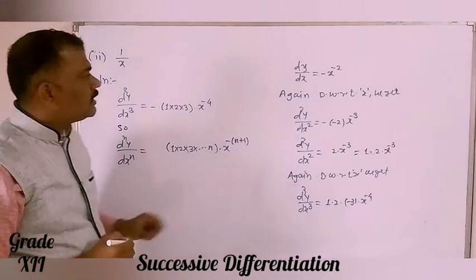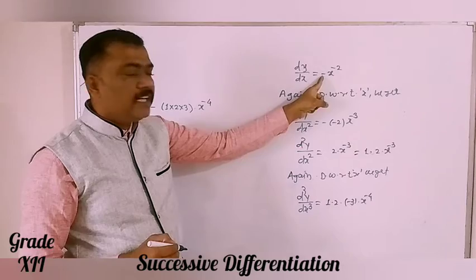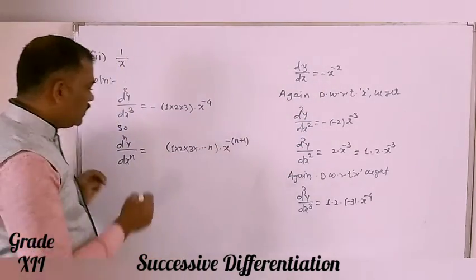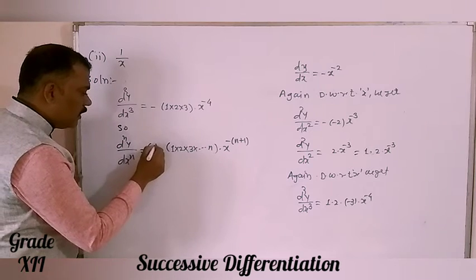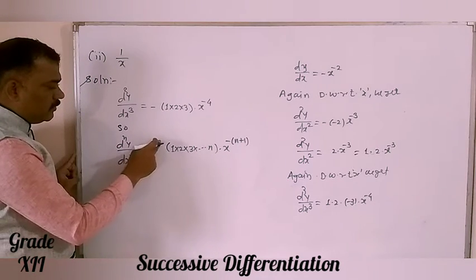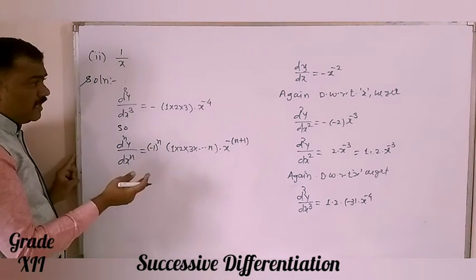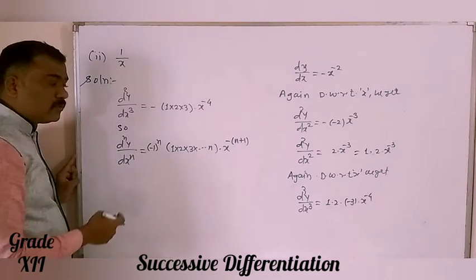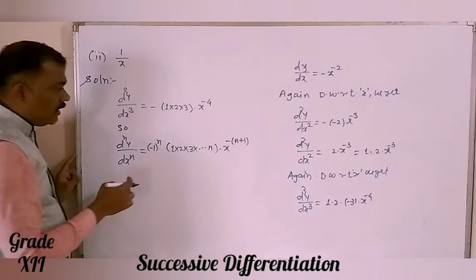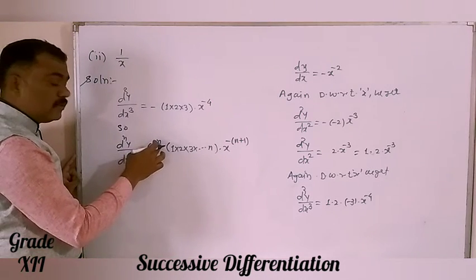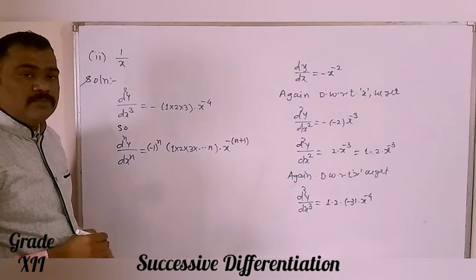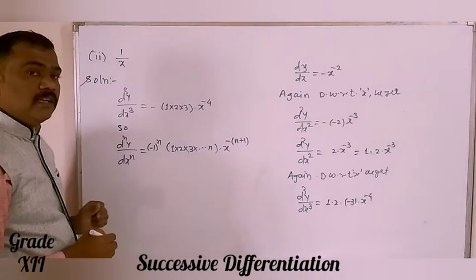Also we have to see the sign. For the first order derivative, the negative sign is there. For the second order derivative, the positive sign is there. Means we can write minus 1 raised to n. If n is equal to 1, minus 1 raised to 1 is minus 1. If n is equal to 2, minus 1 square is positive. If we take n is equal to 3, minus 1 raised to 3 is minus 1. So we can observe the pattern.